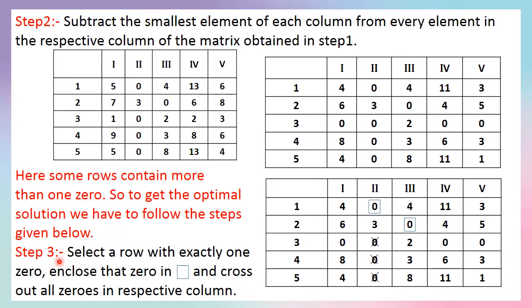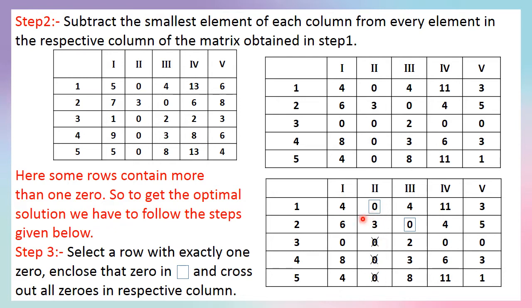Now the next step: select a row with exactly one 0 and enclose that 0 in a box and cross out all zeros in the respective column. So let us observe the first column. There is exactly a single 0. So we can enclose the 0 in a box. And at the same time we will cross out the remaining zeros in that particular column. We are doing the assignment in the first row, but we have to cross out the zeros in that particular column where we have done the assignment. So we will cross out these 3 zeros.